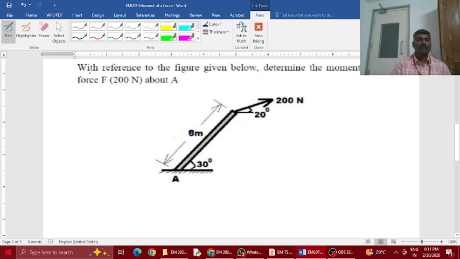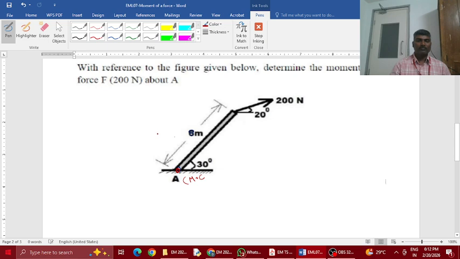So here goes the question. With reference to the figure given below, determine the moment of a force which is 200 Newton about this point A. Okay, so we need the moment of this force with this point. So this is your moment center.